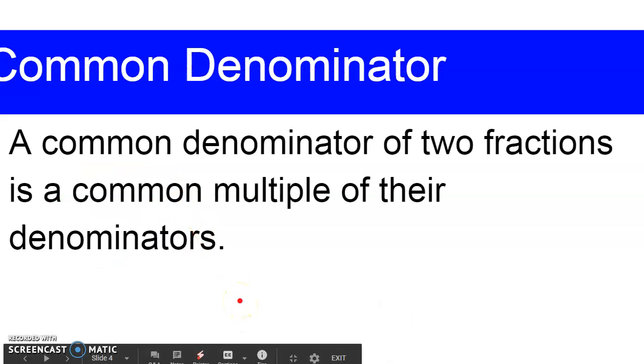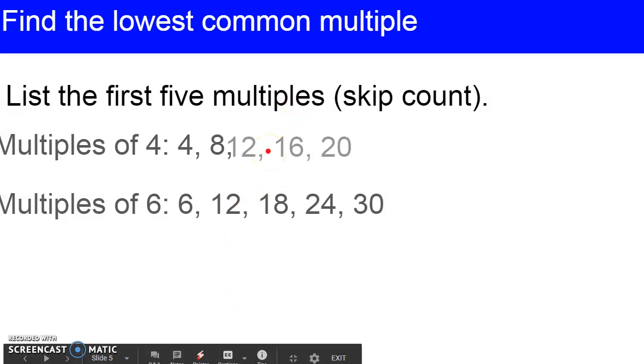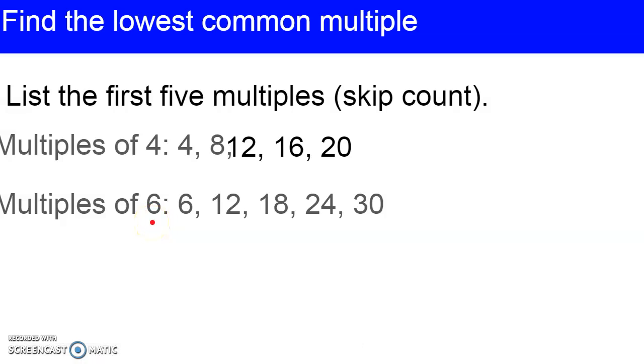We need to find a common denominator. A common denominator of two fractions is just a common multiple of their denominators. What's a multiple? In our problem, we had the fractions 3/4 and 1/6. If we wanted to find the multiples of our denominators of 4 and 6, we would just need to skip count. Count by 4s: 4, 8, 12, 16, 20, and count by 6s: 6, 12, 18, 24, 30.